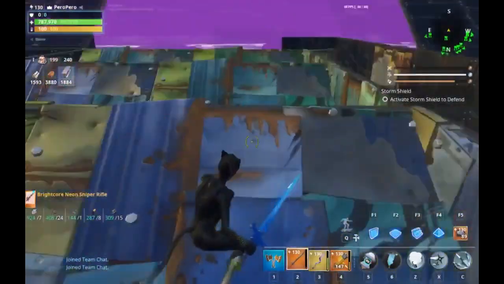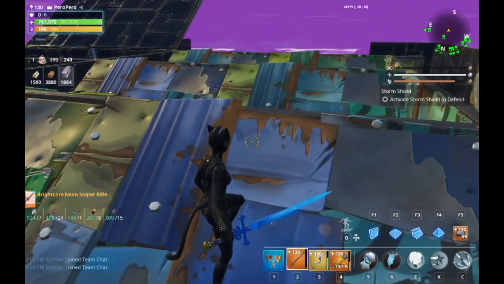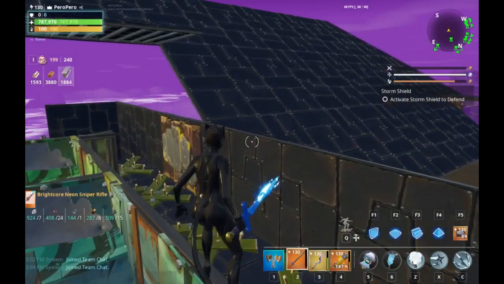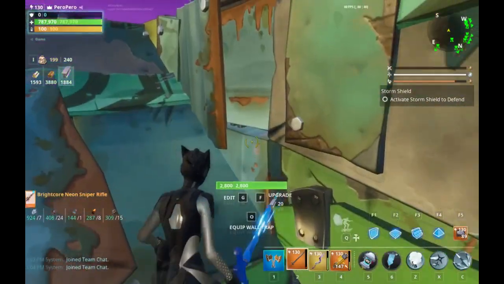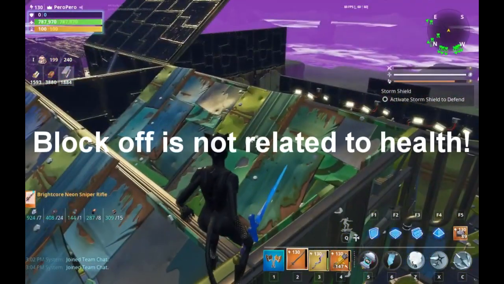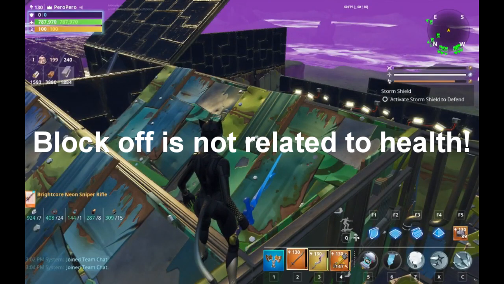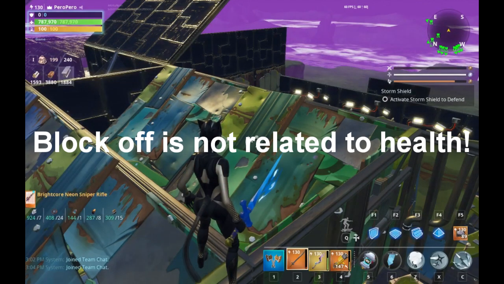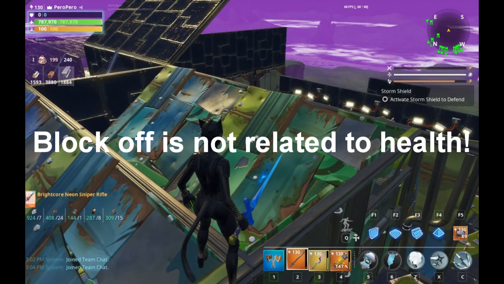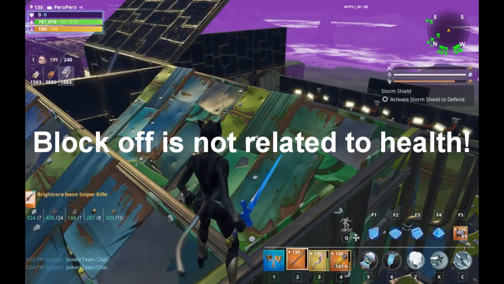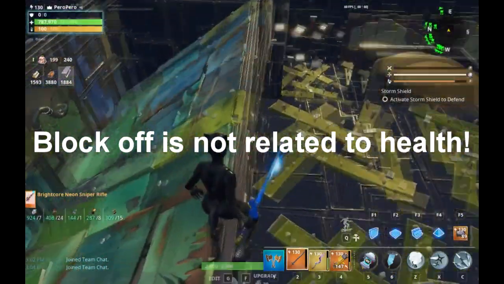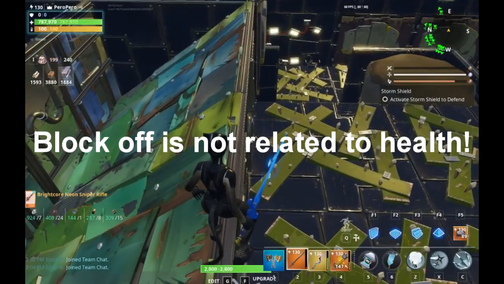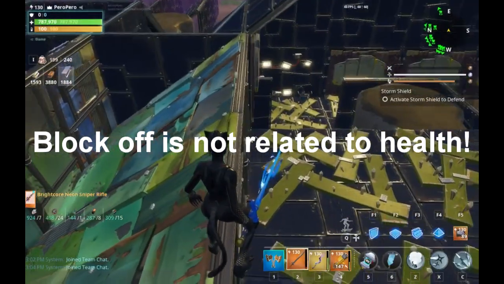And yes, on nature waves, it is better to use metal for block off. If you're talking about an effective health pool, then yes, brick would be better to use than nature, right? But for block offs in particular, they follow a completely different set of rules that are not associated with health. Alright, so I want you guys to keep that in mind, that block offs are completely different from health. Do not associate a block off with health.